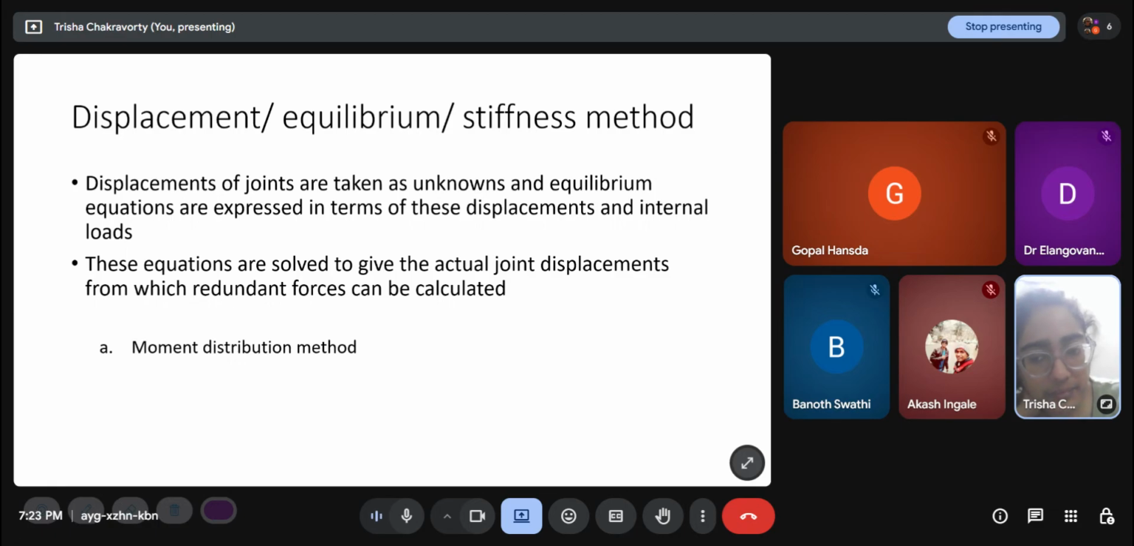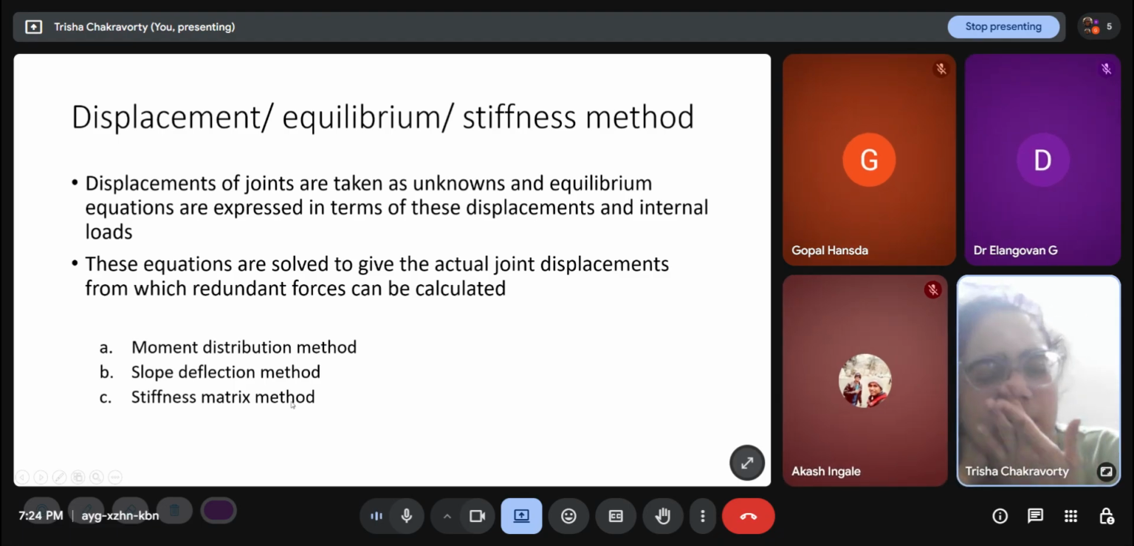And the three major methods here are moment distribution, slope deflection, and stiffness matrix method. These three methods are all very important, especially for descriptive exams. I think week 10 is slope deflection, week 11 is moment distribution method, and week 12 is stiffness matrix method. Those we will look at in good detail.